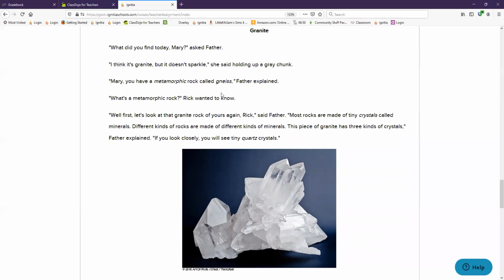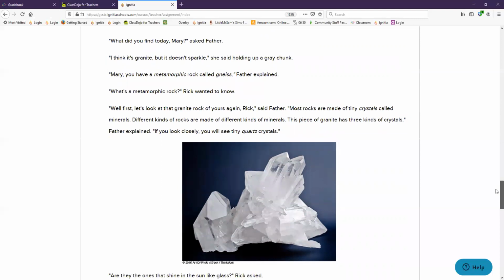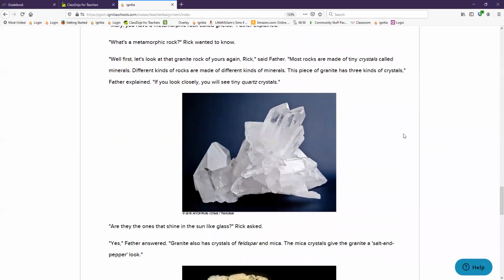Well, first, let's look at that granite rock of yours again, Rick, said Father. Most rocks are made of tiny crystals called minerals. Different kinds of rocks are made of different kinds of minerals. This piece of granite has 3 kinds of crystals, Father explained. If you look closely, you'll see tiny quartz crystals.